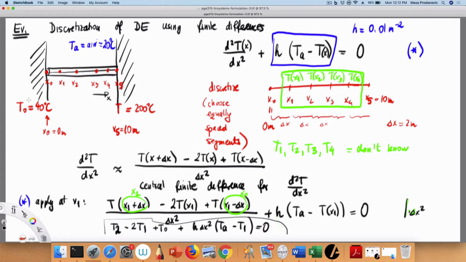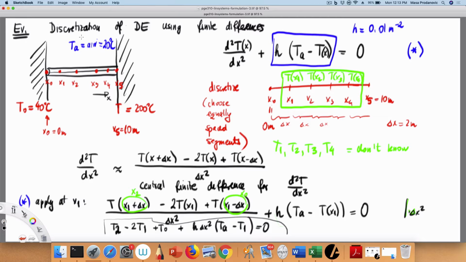So now I just march through all 4 of them and do the same thing. So on my next go, let's see if my mouse woke up. No, it didn't. Oh well, my mouse needs extra coffee. So I will have basically t of x3 minus 2t of x2 plus t of x1 divided by delta x squared plus h times Ta, which is my 20 Celsius degrees, minus t of x2, which is t2, is equal to 0. So this is going to be a linear equation in t1, t2, and t3.